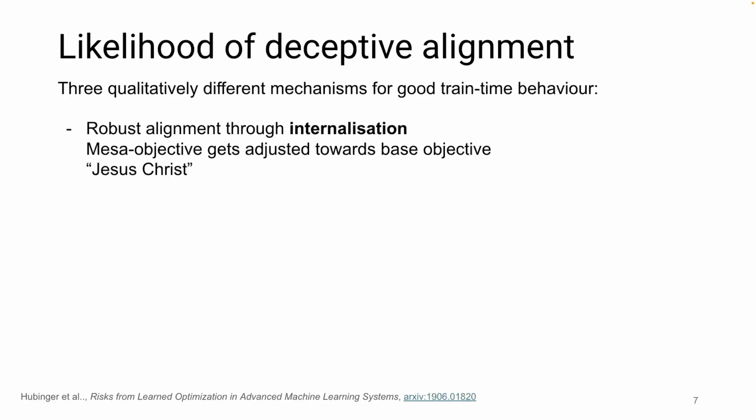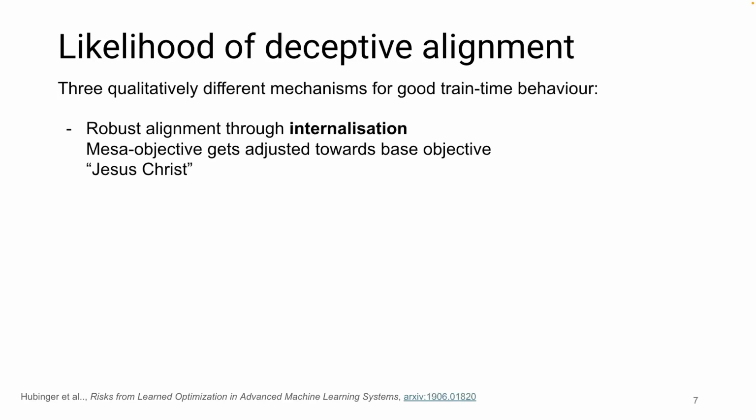There's maybe 3 distinct ways one might expect a system which could plausibly perform deceptive alignment to get good train time behavior. You can imagine current language models in an RLHF setup. It might be possible for the model to have some really robust alignment through internalization of what humans want. This corresponds to the mesa objective being gradually adjusted towards the base objective.